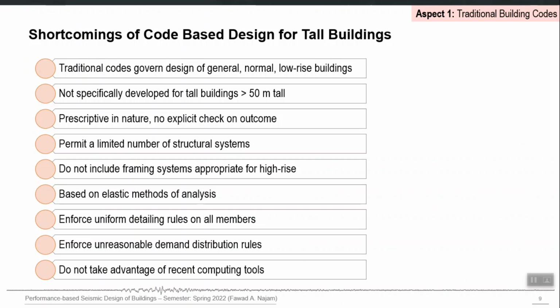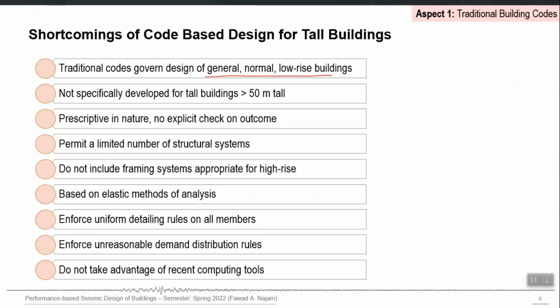For example, they govern mostly the design of general, normal, low-rise buildings. We know that 95% of the total building stock is low-rise buildings, so they are intended to cover that building stock. They are not explicitly meant for high-rise buildings.